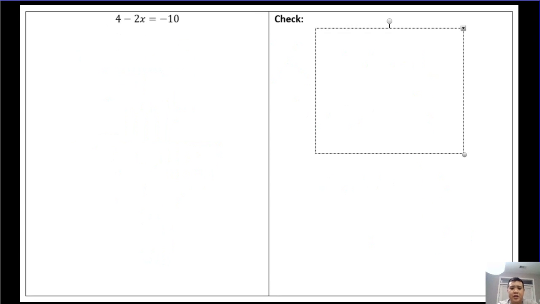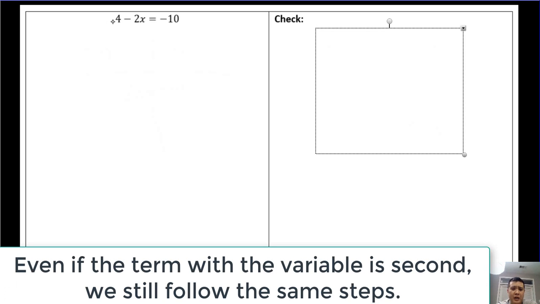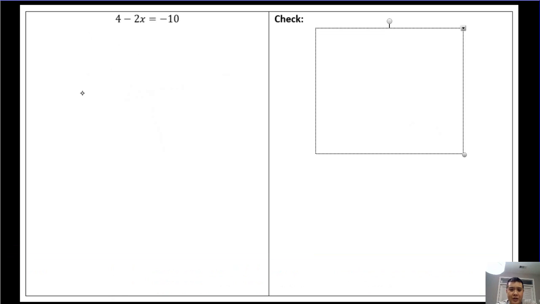Here, this one is a little bit more tricky, but it's really the same thing. Here we just have our constant first and our coefficient second. But we still do the same rules. We're going to get rid of our constant with subtraction, and get rid of our coefficient with multiplication or division. Go ahead and try this one out on your own.